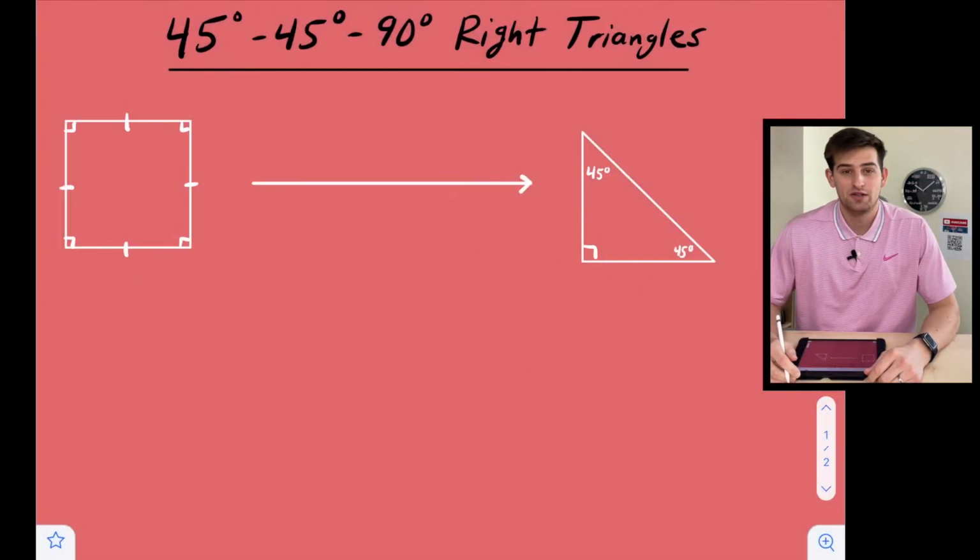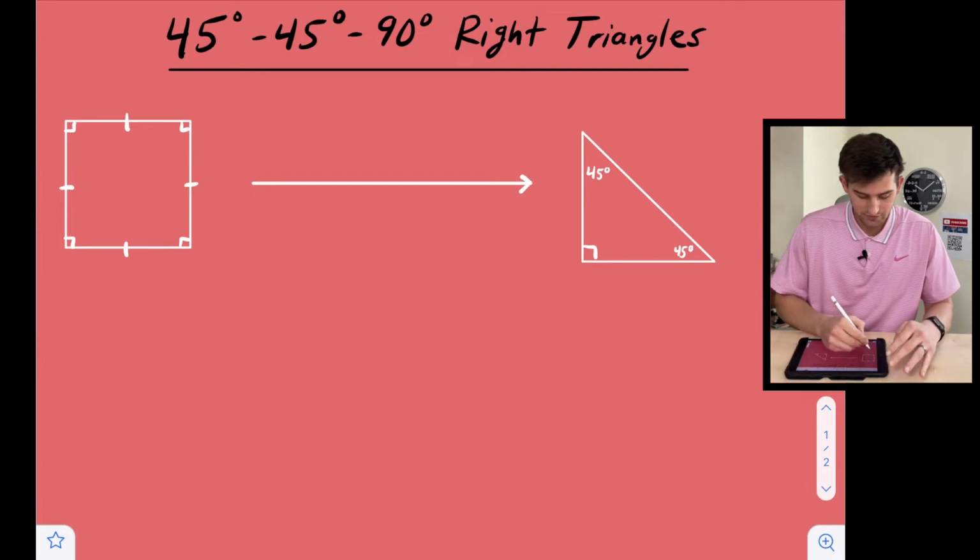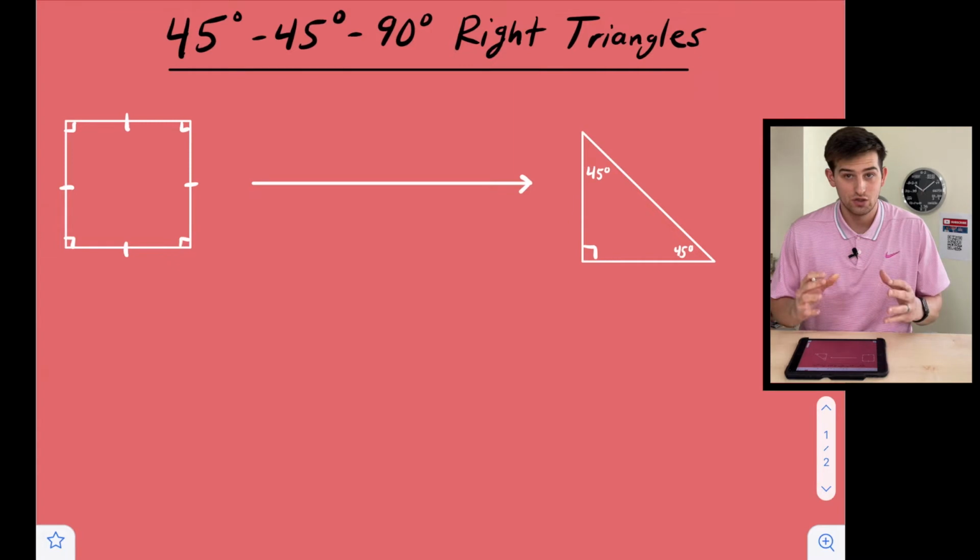Everybody, in this video we're going to talk about a special type of right triangle known as a 45-45-90. So let's start off on the left side of our screen right here looking at this square. So what are some properties of a square? We know it has 4 right angles and we know that all 4 sides are the same measure.